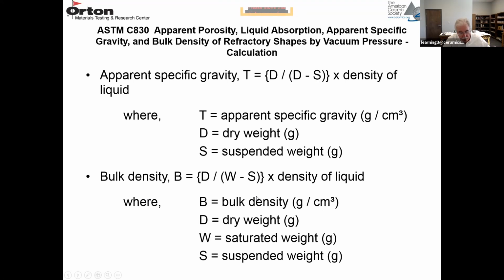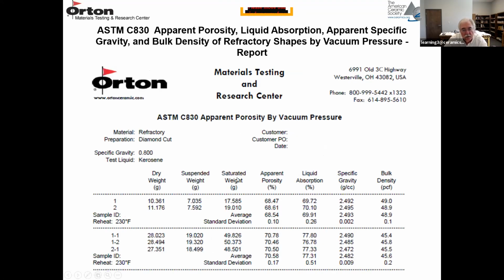So you make all those different weight measurements. You have a dry weight, a suspended weight, and a saturated weight. In this particular report, it looks like kerosene was used as the liquid. The specific gravity of kerosene is 0.8, and water is 1, so you have to account for the difference between water and kerosene.